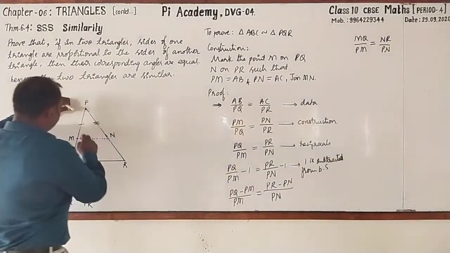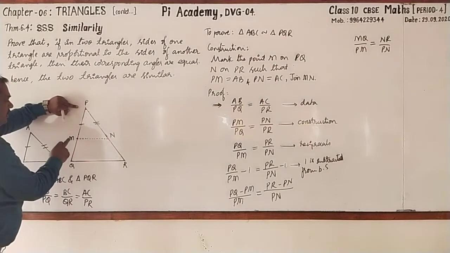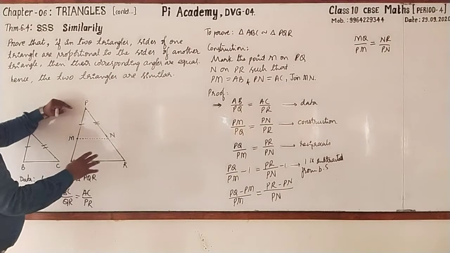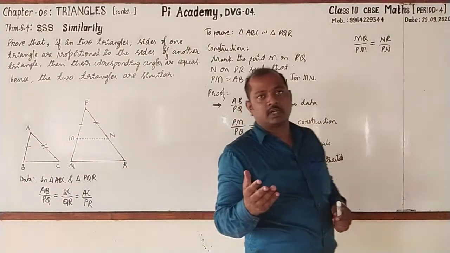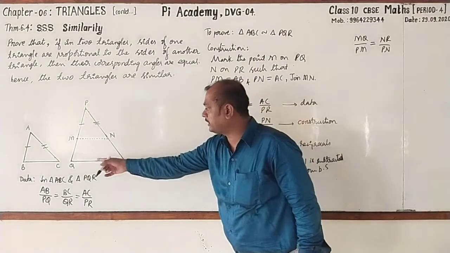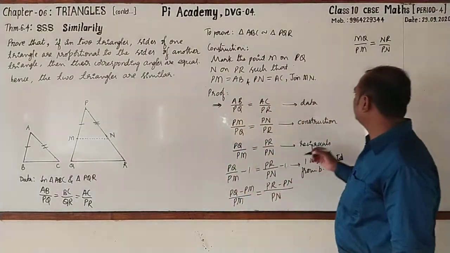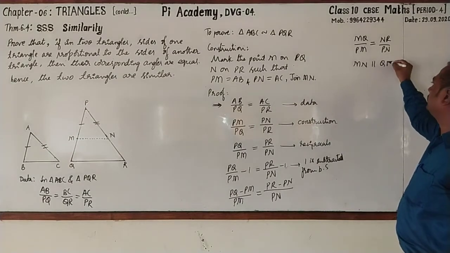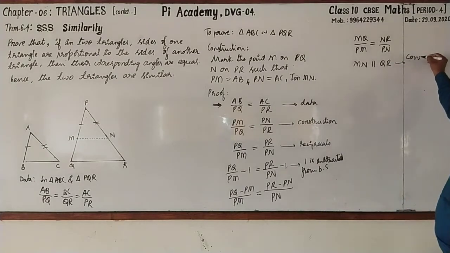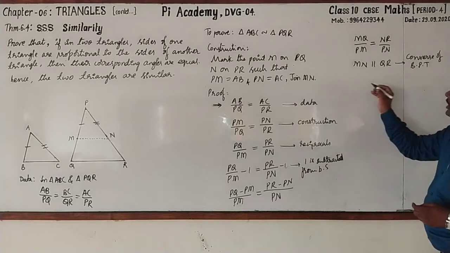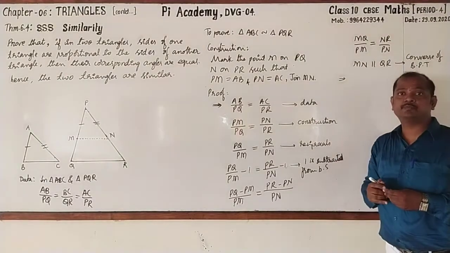Look here. We got MQ by PM, nothing but the reciprocal of PM by MQ, then NR by PN. According to the converse of the basic proportionality theorem, can we say that MN parallel to QR? Certainly. Here I'll write MN parallel to QR from converse of BPT. Followed. And then after proving this, what step should be followed?